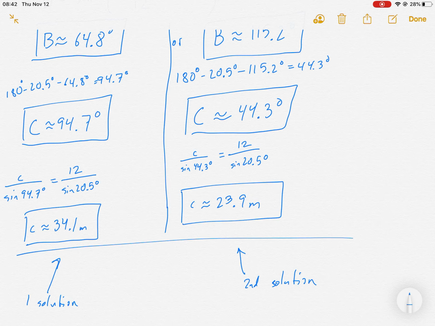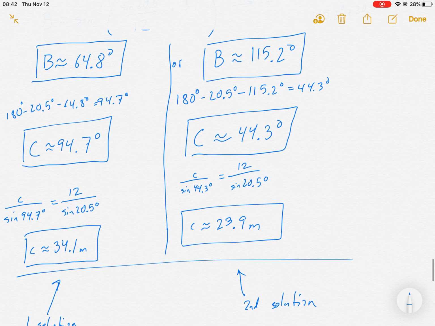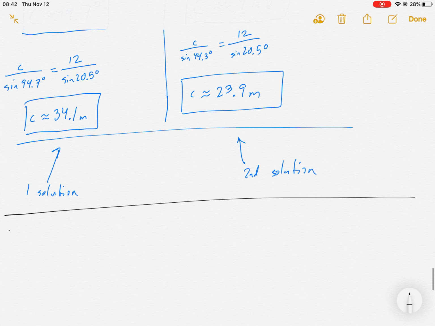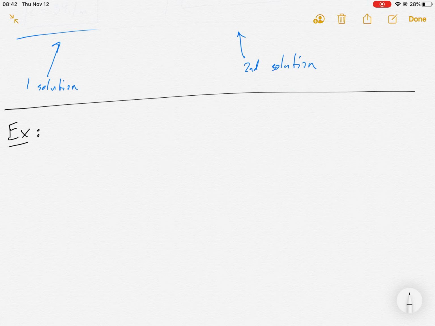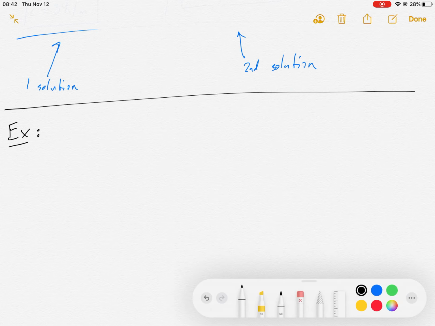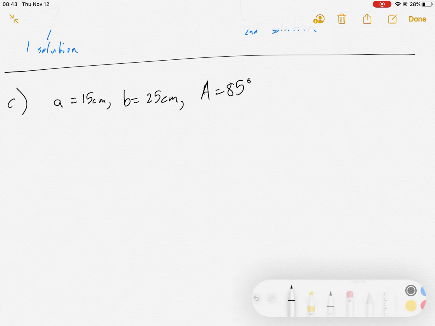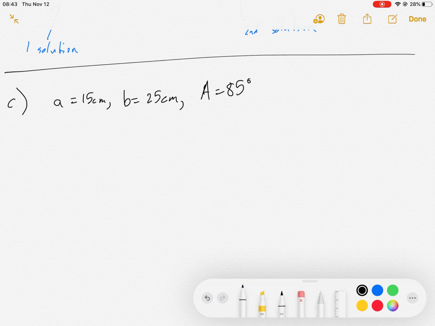It's kind of like when you take a square root of both sides, you get a plus or minus. There's two options. Same thing here. There's technically two triangles we could create. And then for the last example, let's take a look at a situation with no solution. So in this case, I'm going to say that side, oh, this was part C. Sorry, this is part C. Side A equals 15 centimeters, side B equals 25 centimeters, and then angle A equals 85 degrees. So if we're going to solve this, first we'd probably want to draw a diagram.